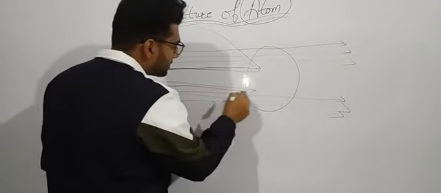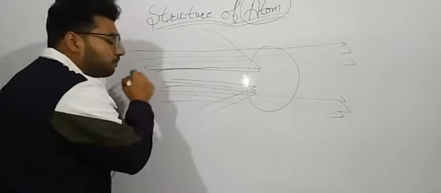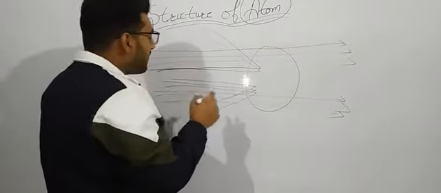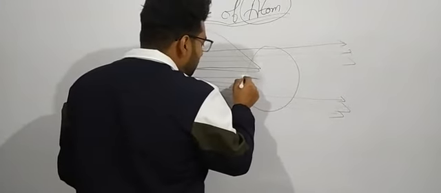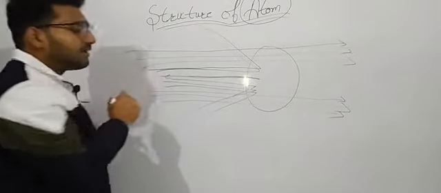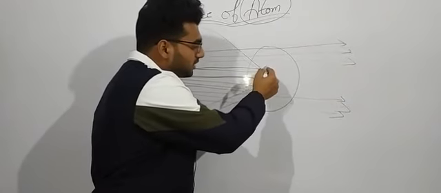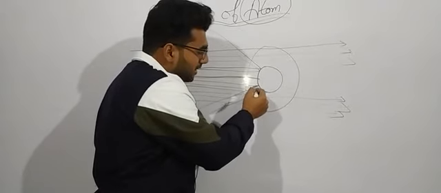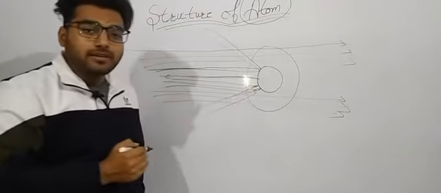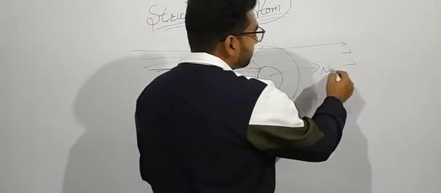There were some deflections happening inside this atom, and in the total center of the atom, the alpha particles were retracing their path in a straight line with a 180-degree angle. So that means there is a positively charged particle inside the atom which is making the alpha rays get deflected. So he named that particle the nucleus.